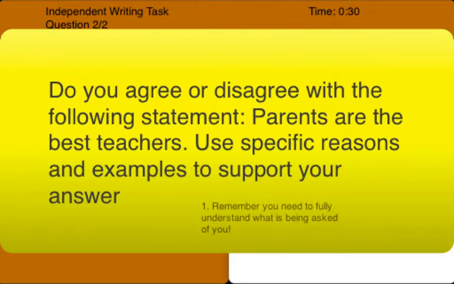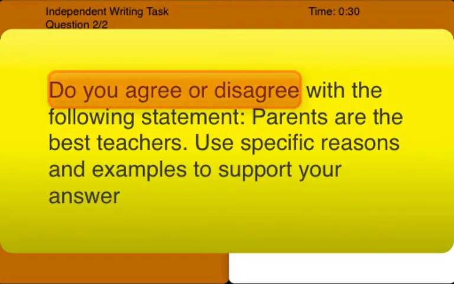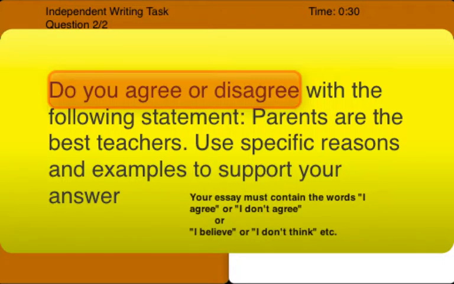Remember, the first thing you need to do is to fully understand what is being asked of you. So let's break this question down. First, it is asking you if you agree or disagree. So your essay must contain the language I agree or I don't agree, or some variation of that like I believe or I don't think.